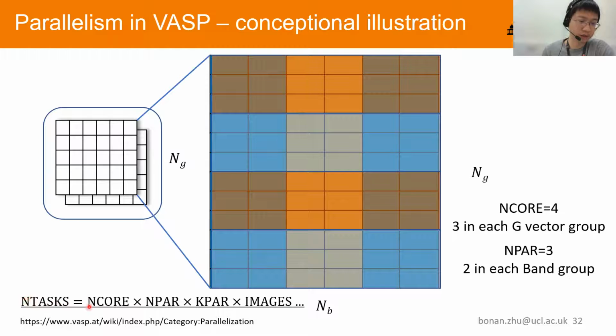So the total number of tasks is basically the number of G-vector groups times the number of band groups times the number of K-point groups times the number of images. This is another level of parallelization for things like nudged elastic band calculations.